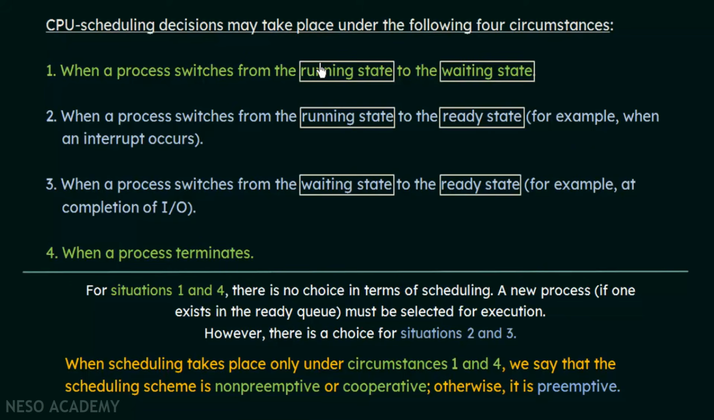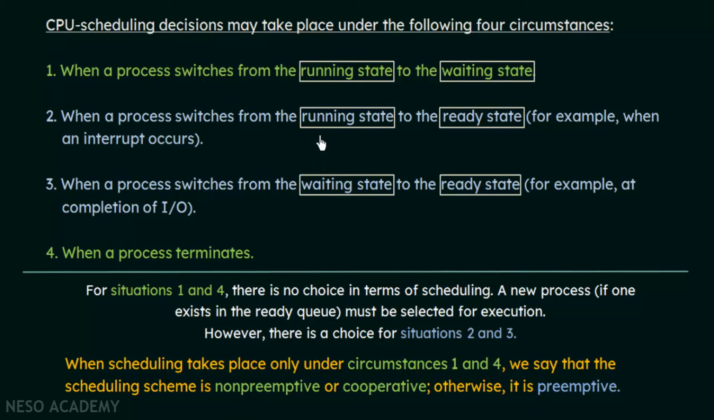So the CPU will only be taken away from it once it has terminated or if it has gone to a waiting state. Only in these two scenarios, the CPU will be taken away from it. That is why it is called non-preemptive or cooperative. But in situations 2 and 3, we say that it is preemptive.